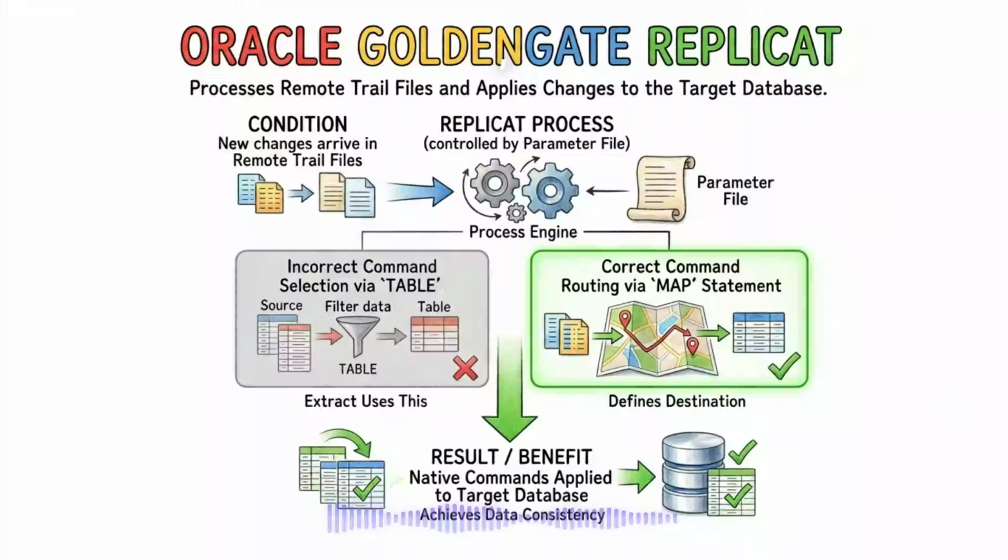Before you can start capturing real-time changes, you must ensure that your source and target databases contain the exact same starting data. This foundational step is called the initial load, and it involves taking a massive snapshot of your current database and physically copying it to the target system.